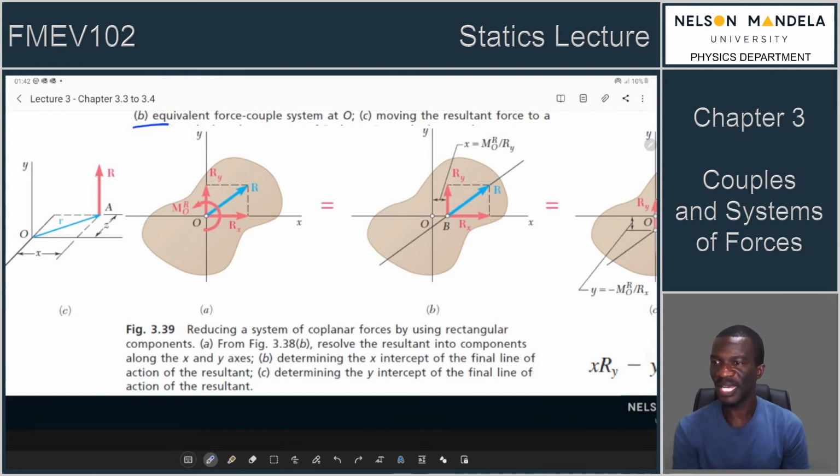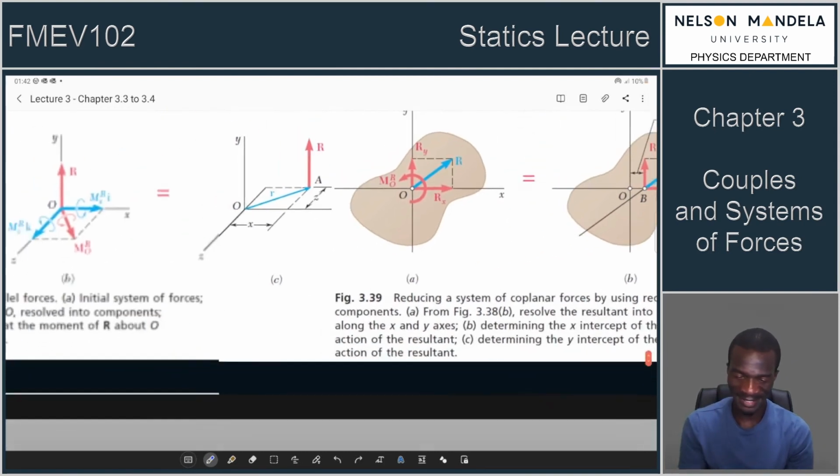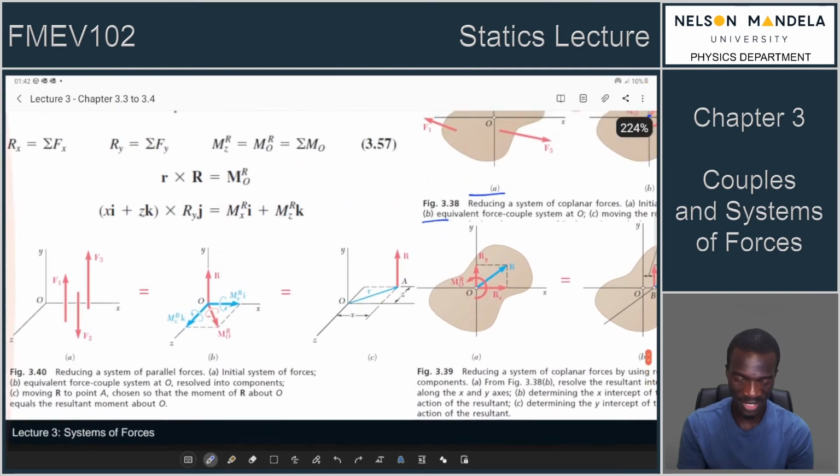So from that figure, you can resolve the resultant into components x and y, determine the x-intercept of the final line of the resultant, and determine the y-intercept of the final line of the resultant. So this you can actually use in the previous question, if you still remember the previous question.